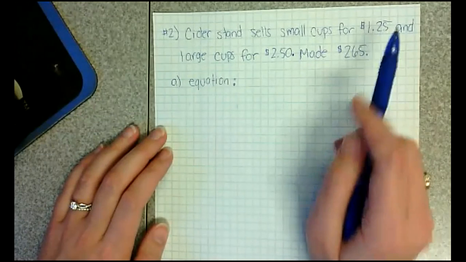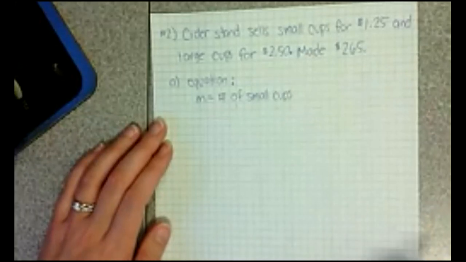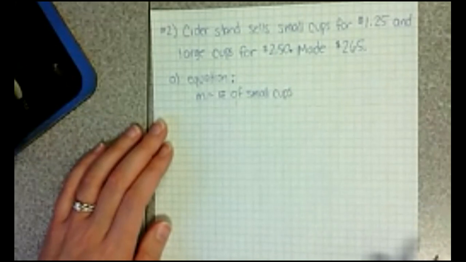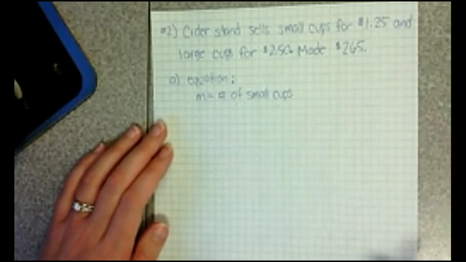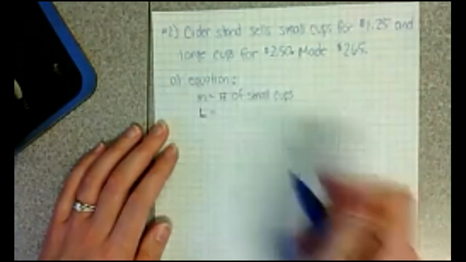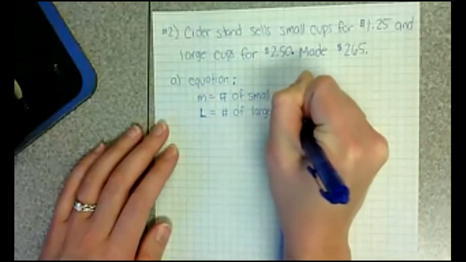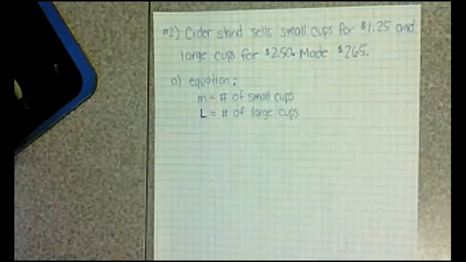I'm going to use an N for small because my S's can sometimes look like 5s and I don't want to confuse you guys. So N is going to be the number of small cups. Sorry if that's really blurry for you guys right now. And I'm going to be like Diego and use a capital L for my large cups. Okay, we know the price, but we don't know how many we got. So my two variables this time, I'm going to use N and L.